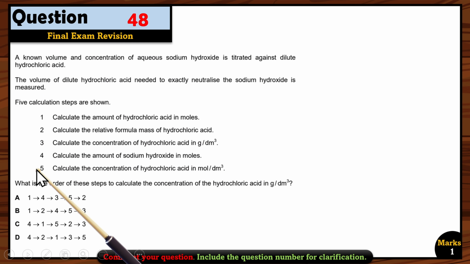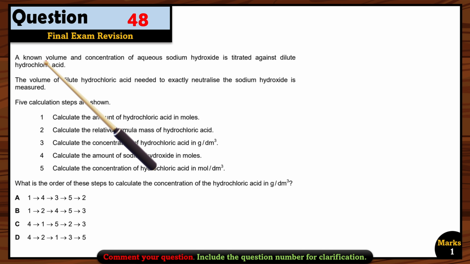Again, a known volume of aqueous sodium hydroxide of known concentration is titrated. The volume of dilute hydrochloric acid needed to exactly neutralize the sodium hydroxide is measured. Five calculation steps are shown here. So what is the order of the steps to calculate the concentration of the hydrochloric acid? Okay, so first we have to answer this question. We have to see what information we are already given.